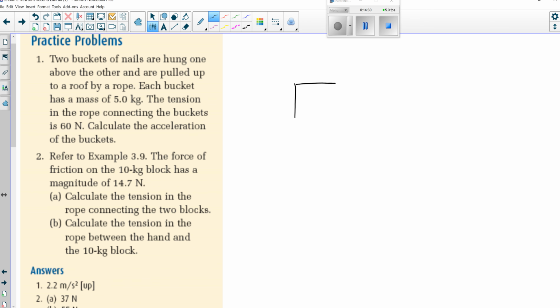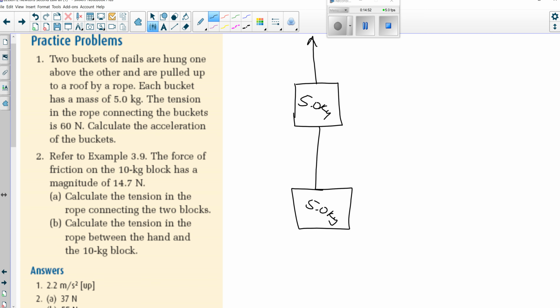So here's my situation. I have two identical buckets full of nails, and they each have a mass of 5 kilograms. It tells me that they're being pulled up by a rope, so that means there's an upward force here. Do I know what it is? No. Do I have any way to get it? Not yet. By the time I got the acceleration, it'd be pointless to do it. I'd be able to do it then, but why? I've already got the answer.